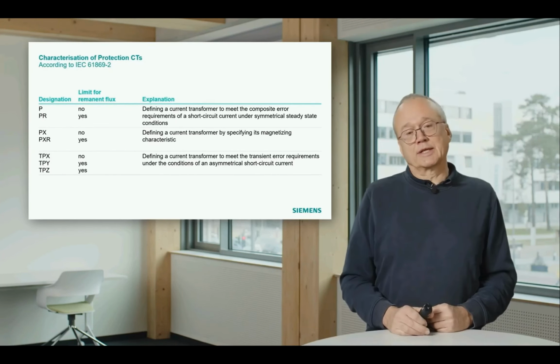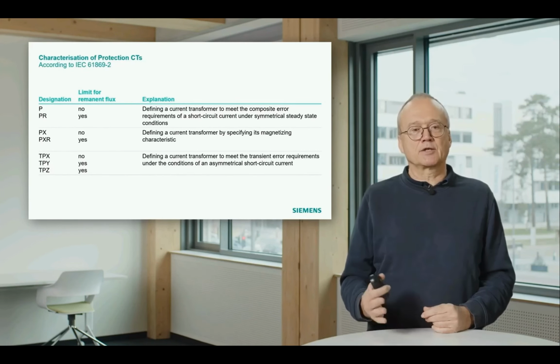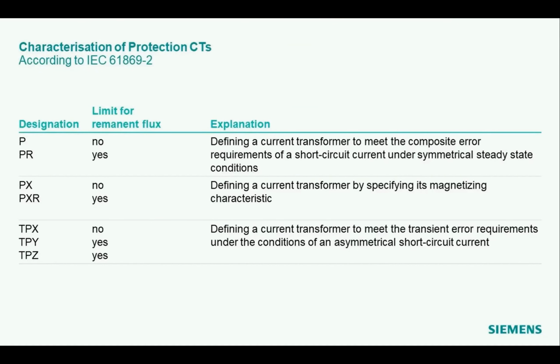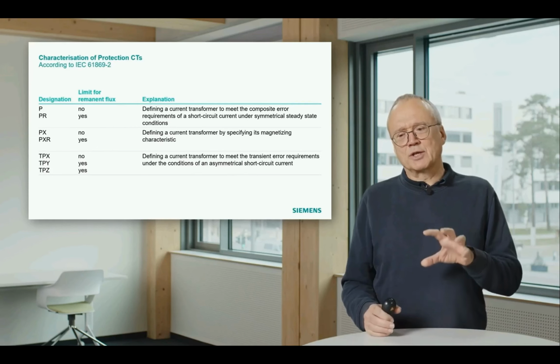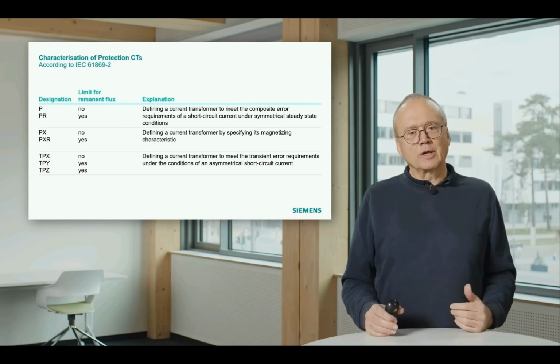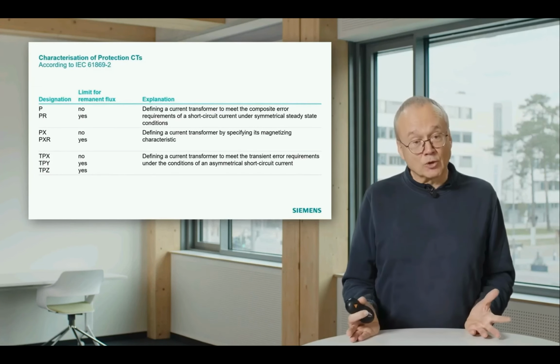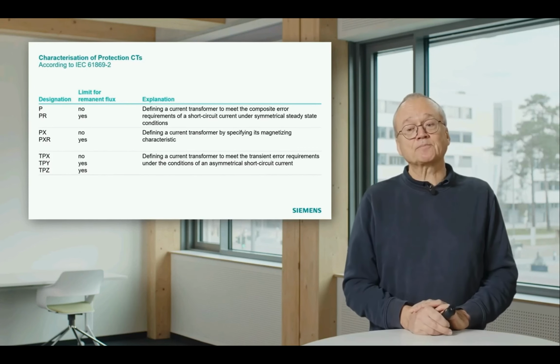So if we look at those classes where we have no limit for remanent flux, that is the P class, the PX, and the TPX, what is the difference between them? They have no real physical difference. The difference here is only the question of which parameters of the current transformers are standardized. The majority of the current transformers we find in our installations are P-class current transformers. That is the upper line.